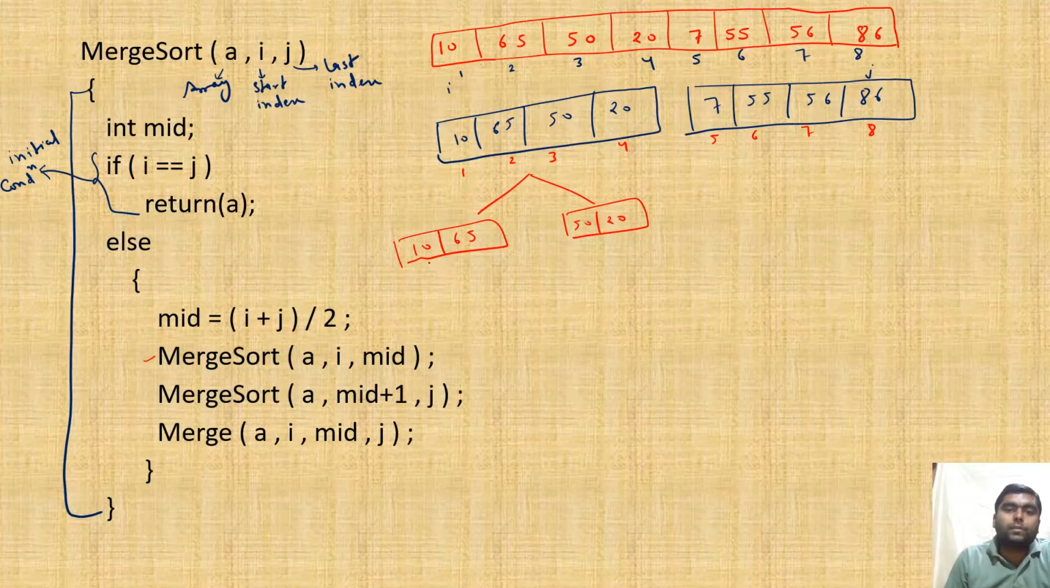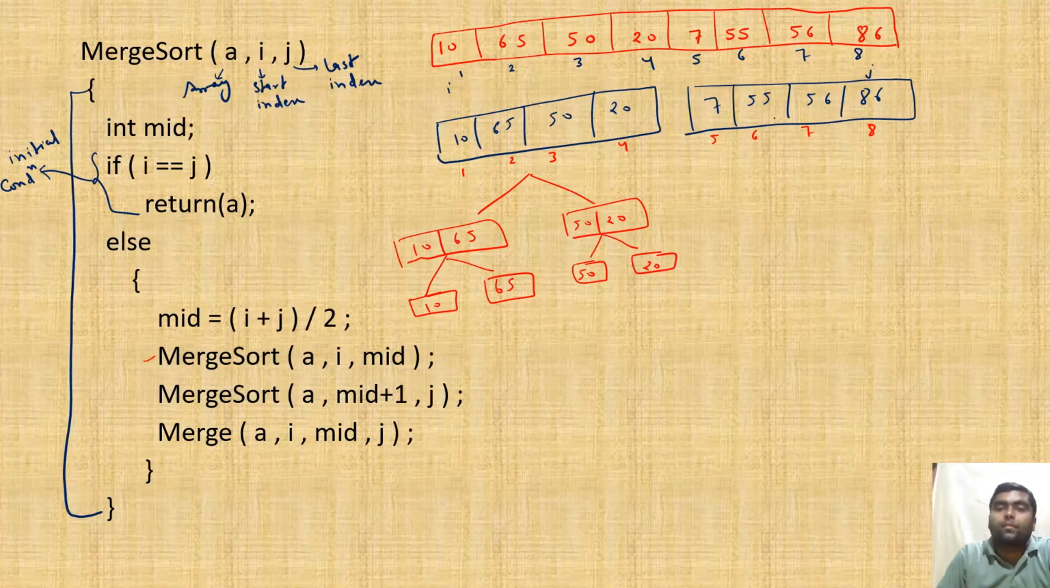Again we will split further because it is a recursive program. So this will be split as 10, and this will be split as 65, and further this will also split, it will divide into 50, and this is again 20. Okay, now this part, fine. So after this what will be the resultant solution? After that this part will be there. If i equals j, so in this case i equals j, so 10 will be returned and 65 will be returned, and finally here 10 and 65.